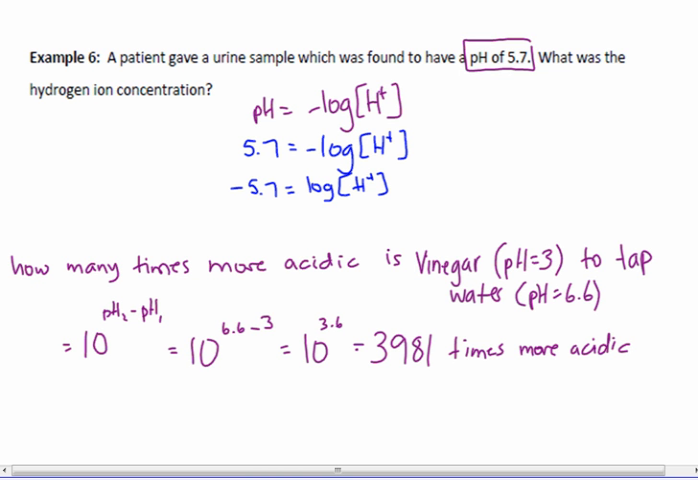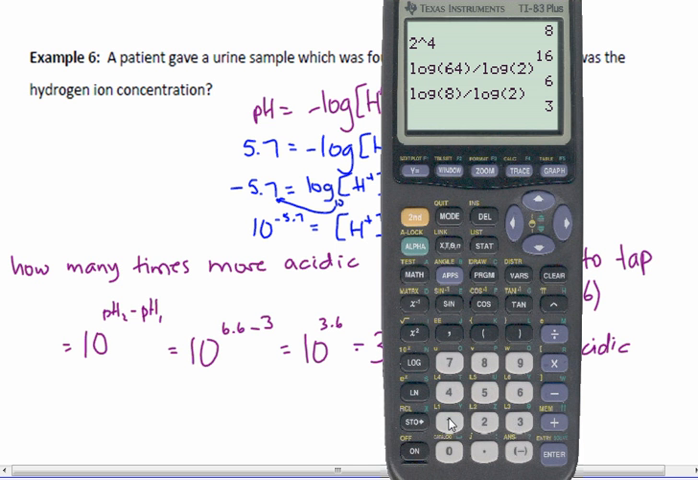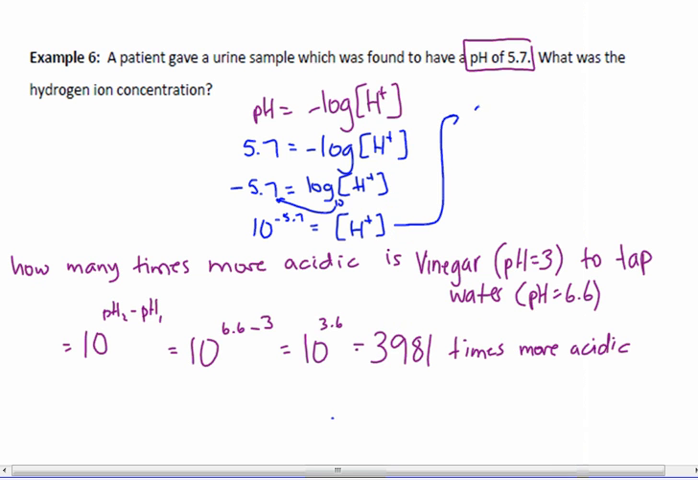What's the base if you can't see it? 10. 10 to the power of, why is your stuff put away? Okay, 10 to the power of, so this is our base, 10 to the power of negative 5.7 equals our answer, which is the hydrogen concentration. So what does that equal? So grab your calculators. It's because it's related to logs. Okay, so approximately 2.0 times 10 to the power of negative 6. And it's in moles per liter.